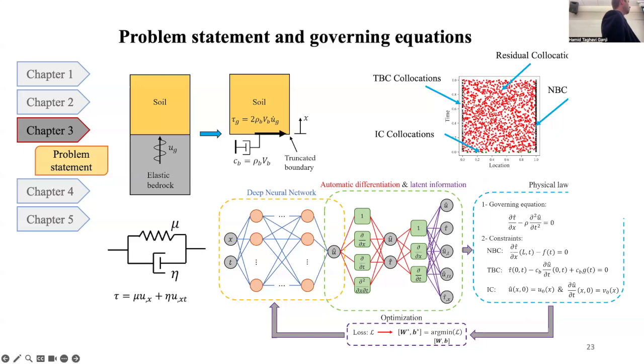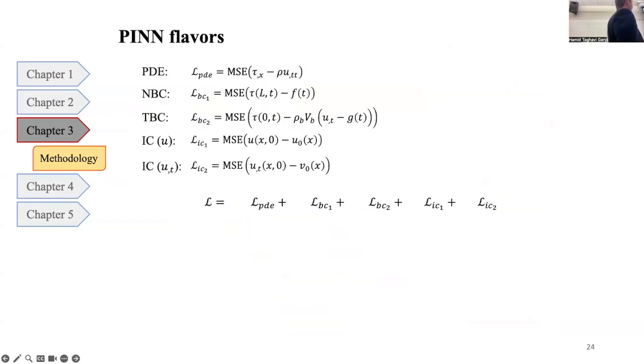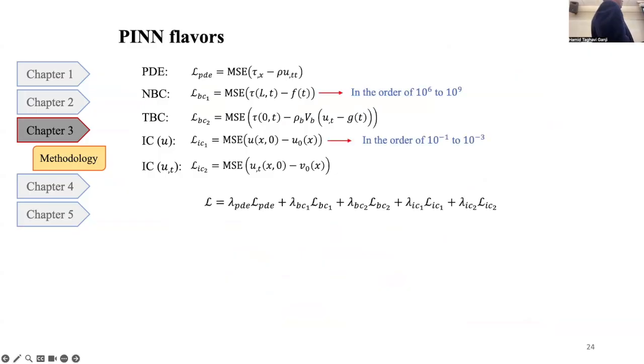Then we can plug these latent information into our governing equations and compute the losses. So we have one partial differential equation and a bunch of constraints, or boundary conditions or initial conditions. And the total loss is the summation of all these loss terms. But because these constraints have different magnitudes, we can assign a weight to each of these loss terms to balance them. In this project, we compared the performance of three different versions of the PINN.